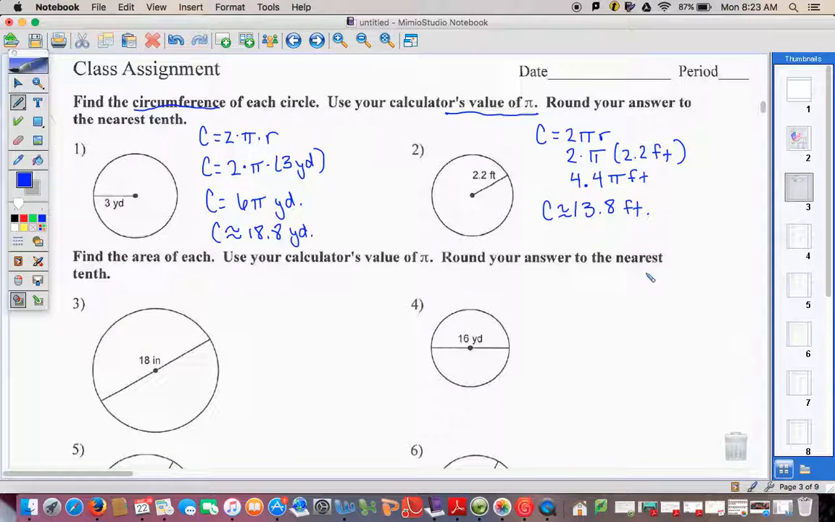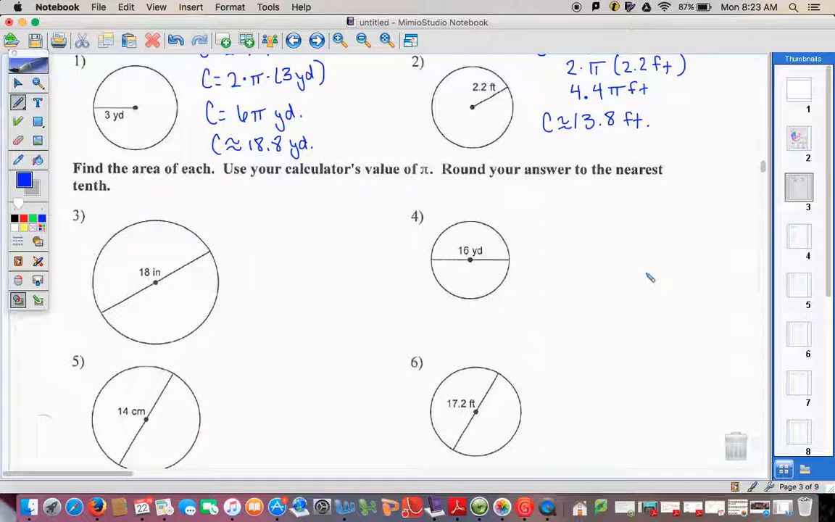Okay, so the area. The area is a little different, and we need to look at what the question is asking. The area of a circle is pi r squared. And again, we want to use our calculator's value of pi, and we want to round our answer to the nearest tenth. If we look at question number 3 here, we're given a diameter. We're not given a radius. And so we need to recall that a diameter is equal to twice the radius.